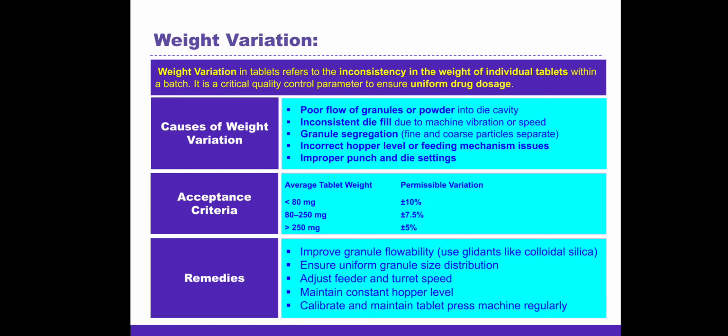Then calibrate and maintain the tablet press machine regularly. There are many sensors and many controllers we are using, and those sensors and controllers require regular calibration, so that we can ensure they are working within a specified range. That gives a high degree of assurance that the product is performing within a specified limit.